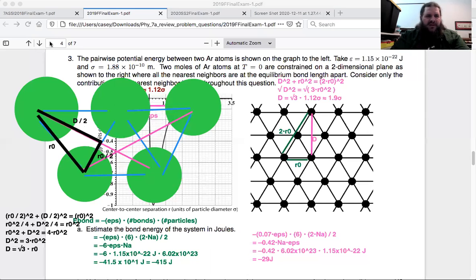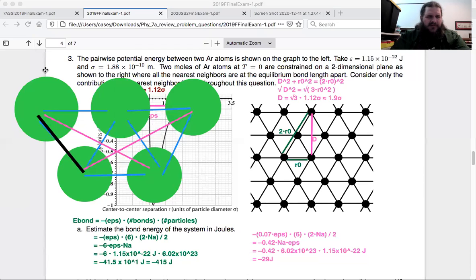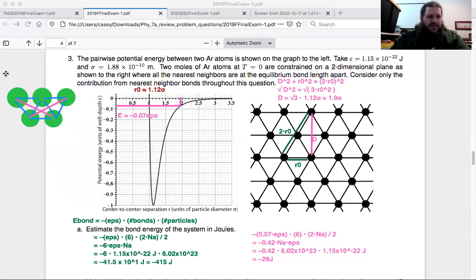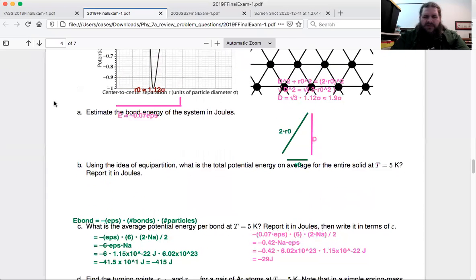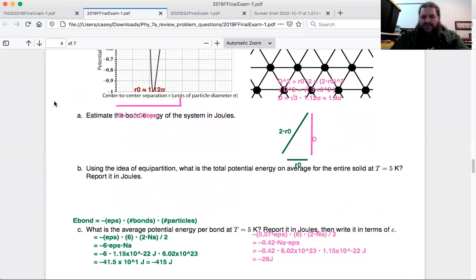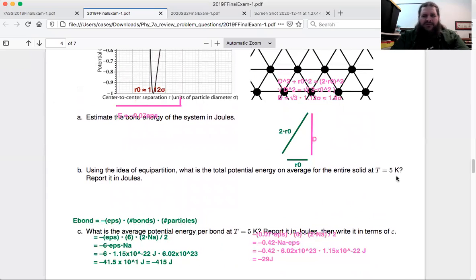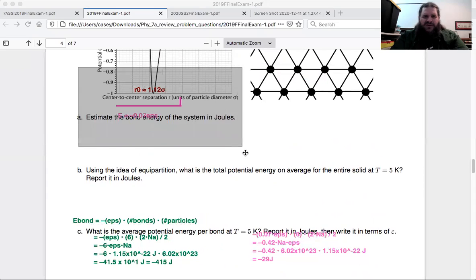Okay, let's take a look at some of the rest of this problem, because I think some of the later parts of it were kind of confusingly worded. By equipartition, what's the total potential energy on average for the entire solid at T equals 5 kelvins? So assuming we bump up the temperature to 5 Kelvin, and we want to know what's the total potential energy.